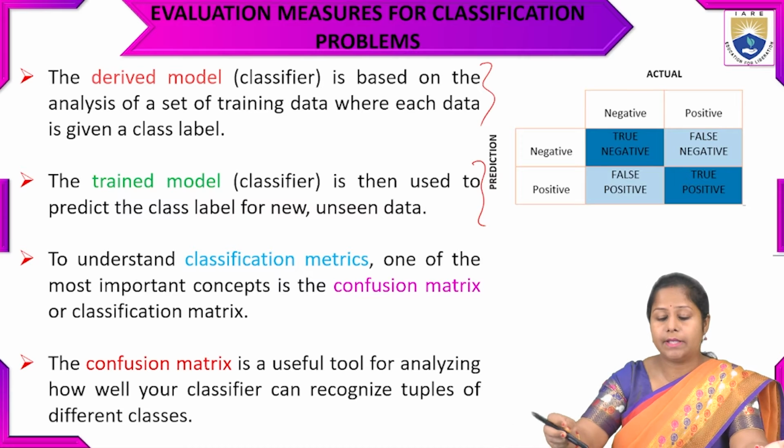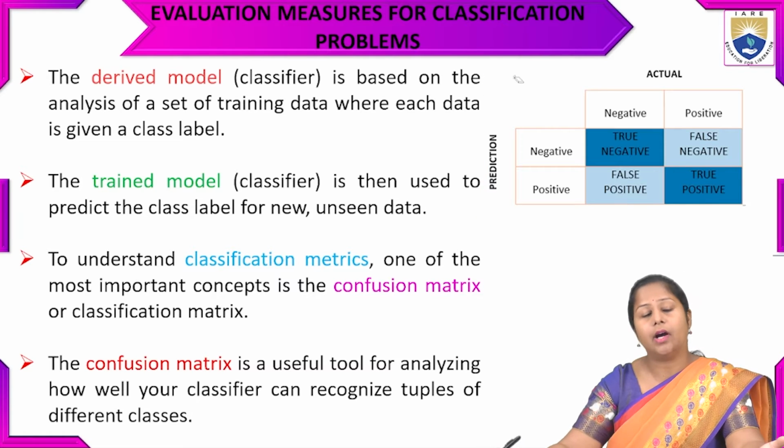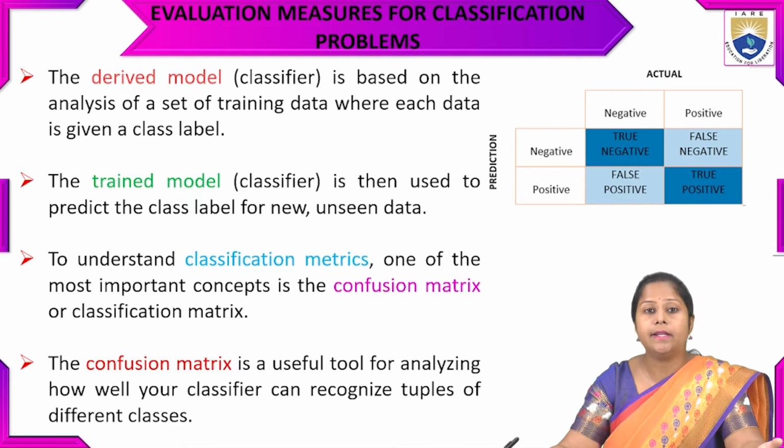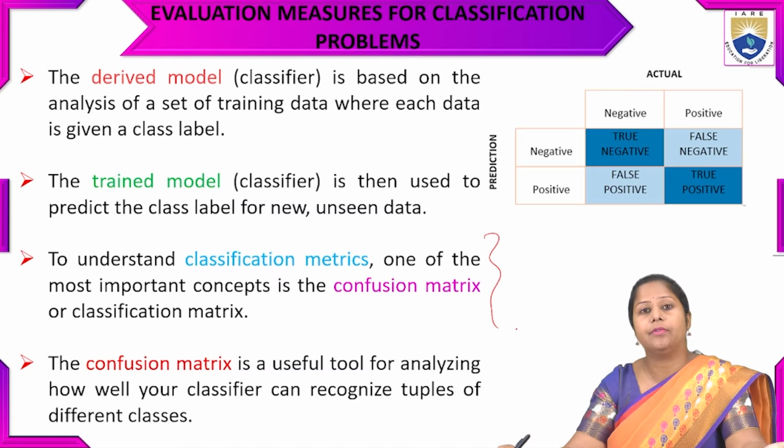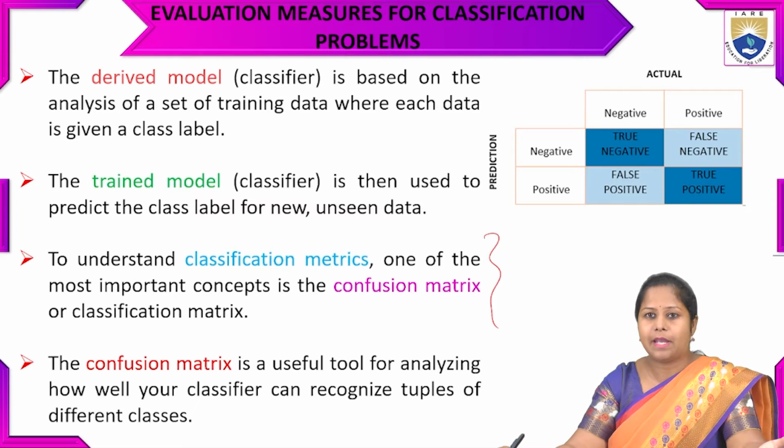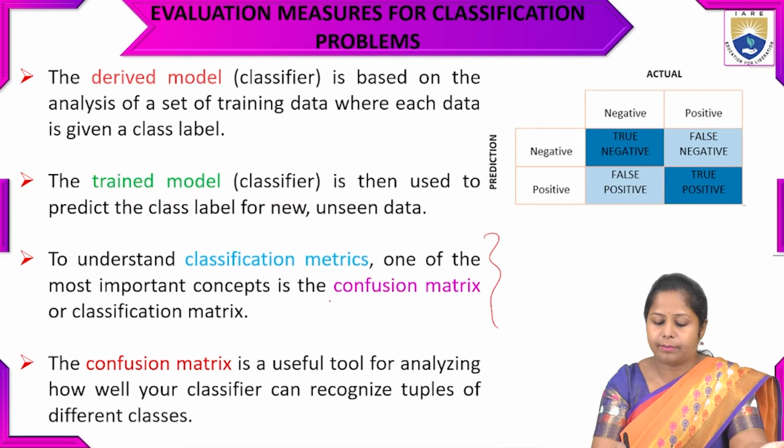To understand how the classifier is classifying accurately or not, one of the most important concepts is the confusion matrix. There can be some confusion in understanding it, and on that basis the name is called the confusion matrix.